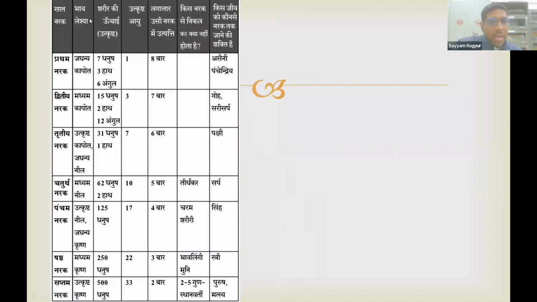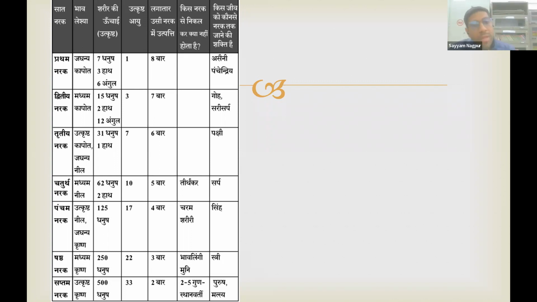Chalo. Next is a summary of what we have studied so far. So the names of Narkas, their internal lashyas. I have not given the names of these lashyas because it will become another point to get bored. You are really getting bored a lot, but yeah, no problem. Then the heights of these people are also given. Their age is also mentioned here. That this 1, 3, 7, 10, 17, 22, 33. This is going to be covered in the next segment.